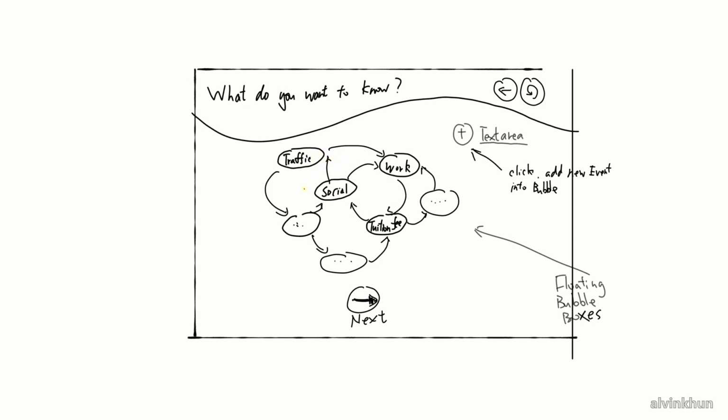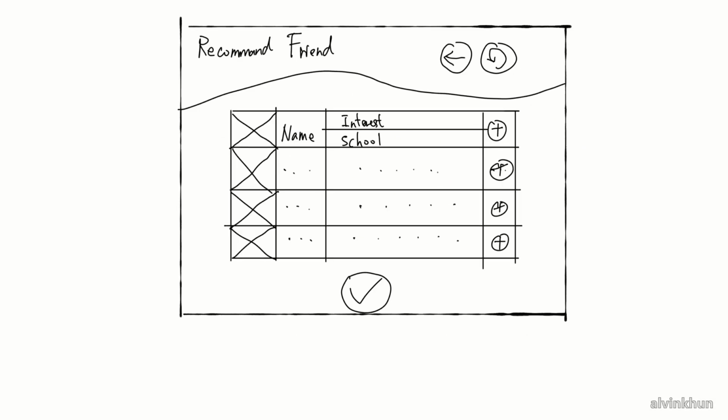And if you cannot find the interest that you want to specify, you can click the plus button right here, and you can then write down your actual interest. And after you complete this form, press next, and it will go to the last window, the recommended friend window. And the system will give you a list of recommended friends for you to follow on the platform.